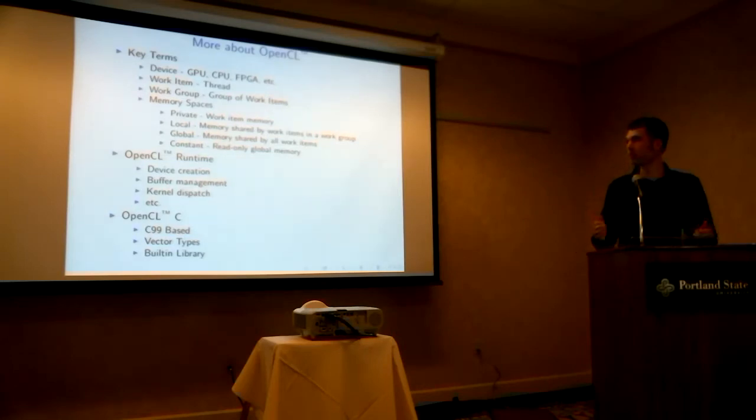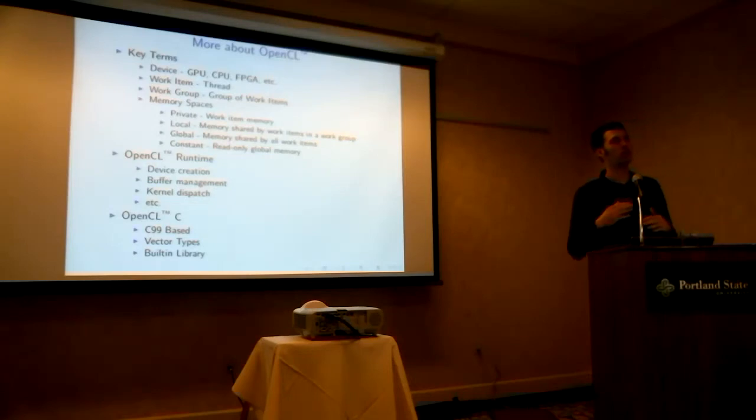So any OpenCL program is divided into two main parts. There's the runtime, and then also there's the OpenCL C code, which is what's actually run on the GPU. The runtime is regular C. It's a regular C program that uses a C library, and you do things like device creation and buffer management. That's how you dispatch the kernel, stuff like that. That's the runtime side.